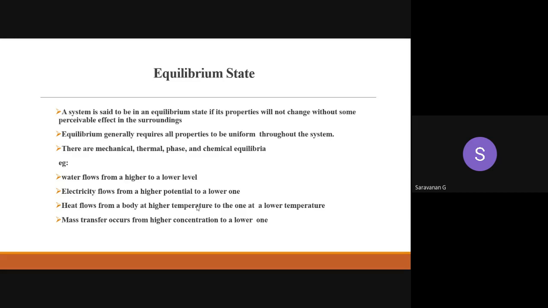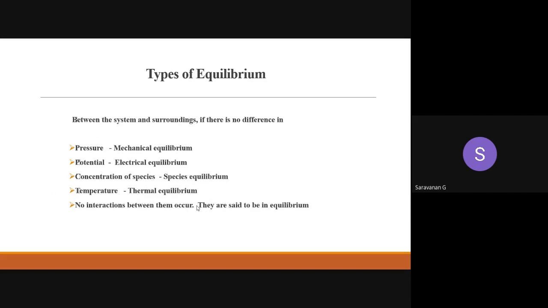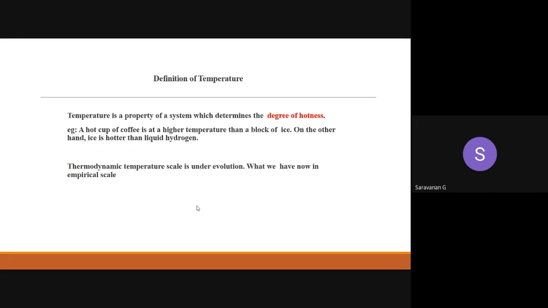So like that, a thermodynamic system is said to be in thermodynamic equilibrium if it satisfies all three: mechanical, chemical, and thermal. Only then is it said to be in thermodynamic equilibrium. Between the system and surroundings, if there is no difference in pressure, that is mechanical equilibrium, with no unbalanced force. Then there is electric potential equilibrium, concentration of species (chemical) equilibrium, and temperature, thermal equilibrium. If there is no such change or no interaction between the system and surroundings, the system is said to be in thermodynamic equilibrium.